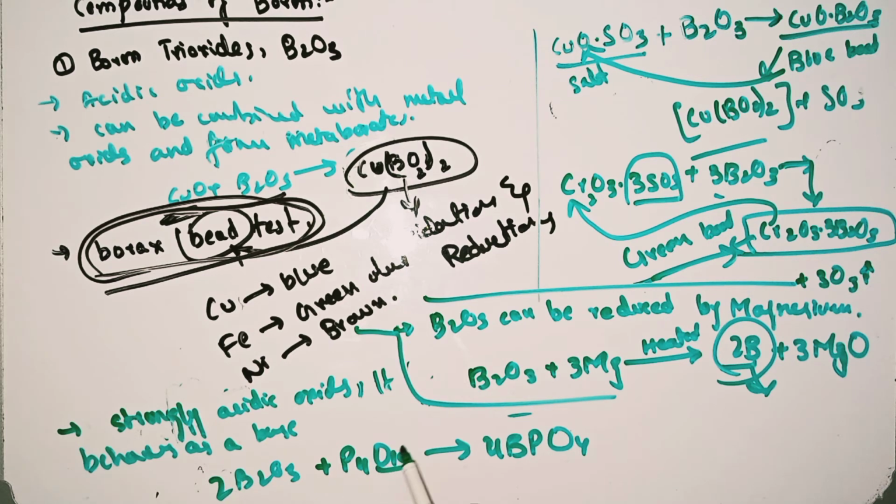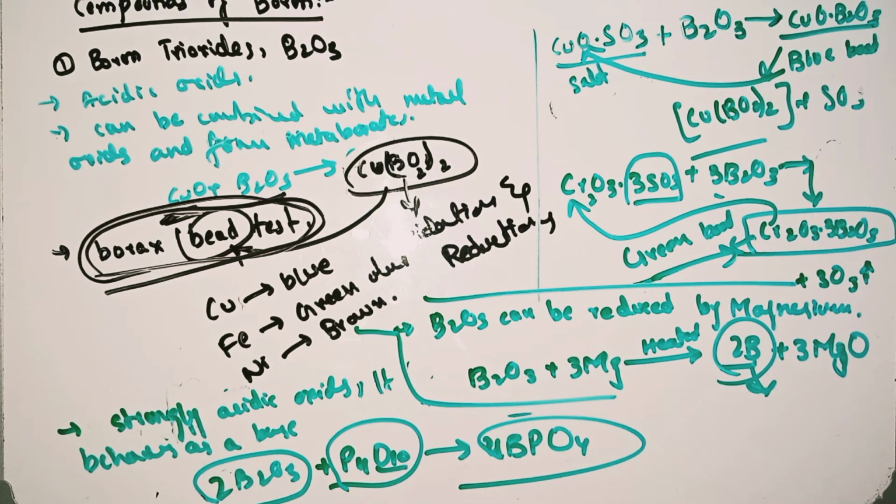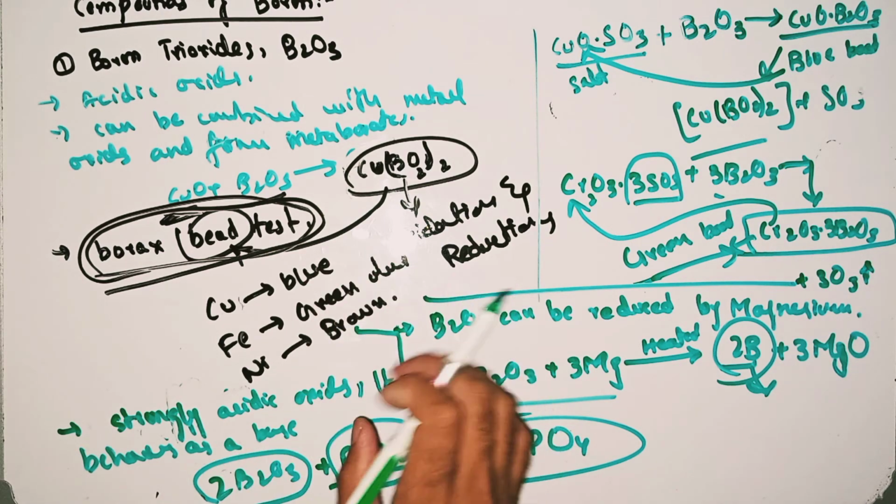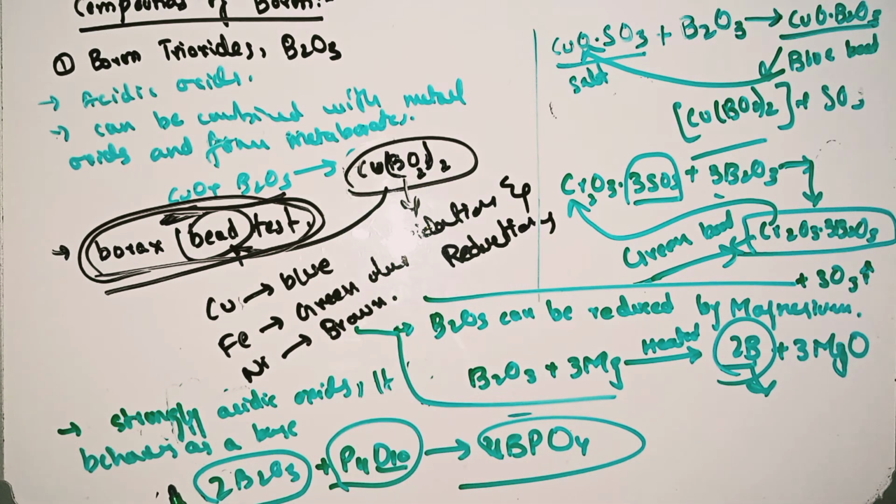So it acts as a base when reacted with strongly acidic oxides, and P4O10 is a strongly acidic oxide. Here the boron trioxide acts as a base, donating a lone pair to the P according to the Lewis concept, and produces this compound. These are all the general physical and chemical properties of boron trioxide.